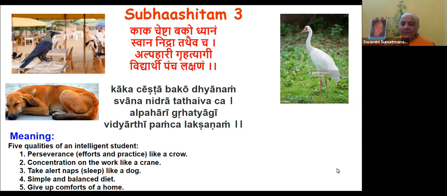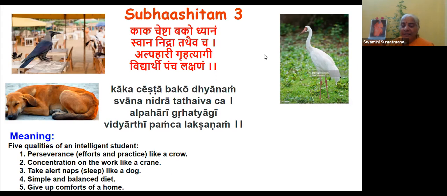Okay, so this is a simple Subhashitam. You see how it takes examples from nature. Kaka is crow. Cheshta means the intention or the persistence. So, kaka cheshta. You know, crows are very intelligent beings. Have you noticed how they're very persistent? They will stand there and even if you drive them away, they will come back. They will collect the food and they know how to build a beautiful nest.